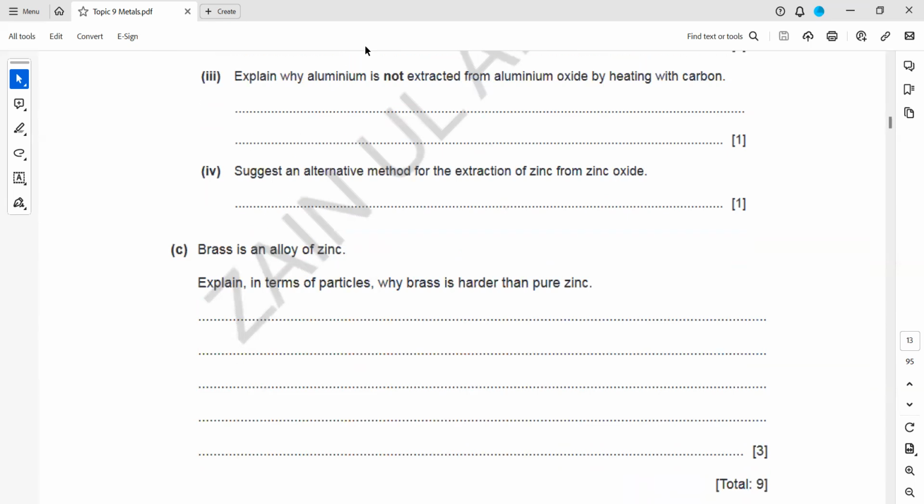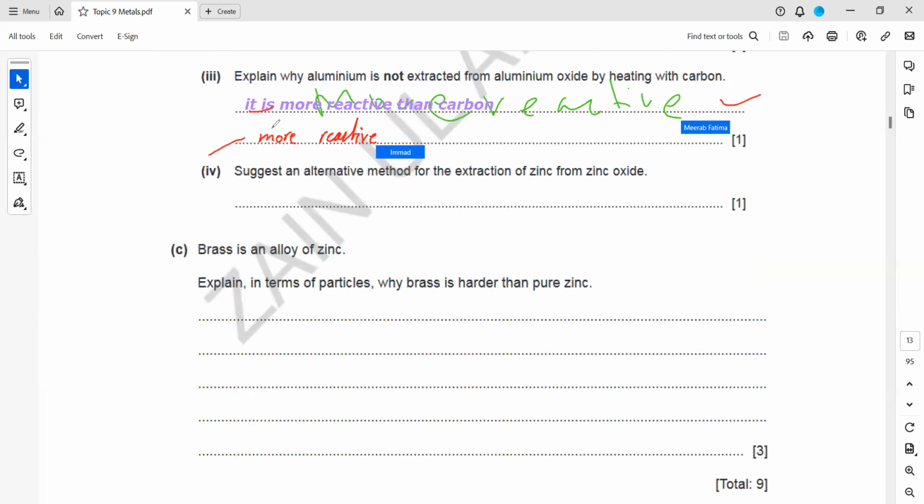Explain why aluminium is not extracted from aluminium oxide by heating with carbon. Because aluminium is more reactive. That's right. Suggest an alternative method of extracting zinc from zinc oxide. So we can use electrolysis, but you have to mention electrolysis of molten zinc oxide.